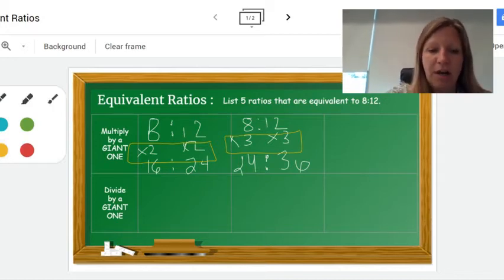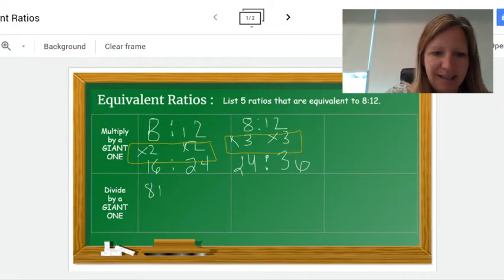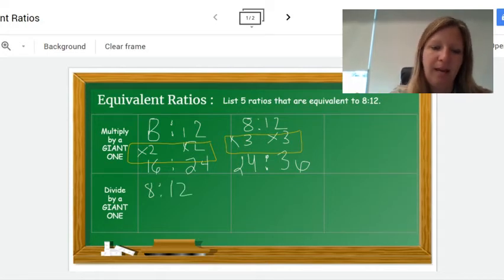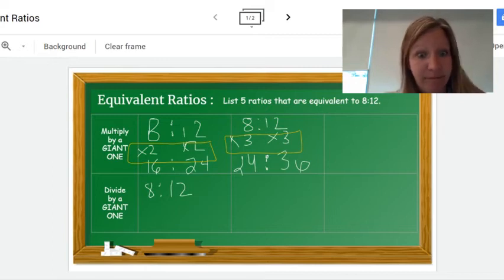So if I start with 8 to 12, let me erase that. That's supposed to be dots. I can start with 8 to 12. Okay, and then I need to divide. So when I think about this, can I divide by 5? And the answer to that is actually no. Because 5 doesn't go into 8 nicely and 5 doesn't go into 12 nicely. So it would be silly for me to pick 5 to divide with.